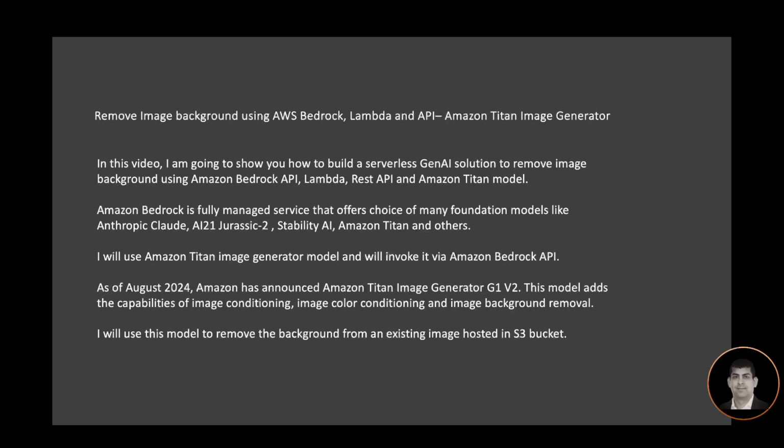As of August 2024, Amazon has announced Amazon Titan image generator v2. This model adds the capabilities of image conditioning, image color conditioning, and image background removal. I will use this model to remove the background from an existing image hosted in S3 bucket.